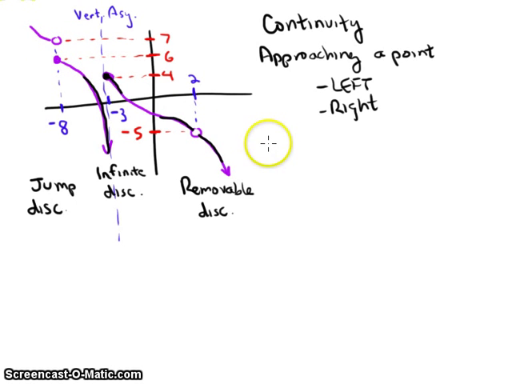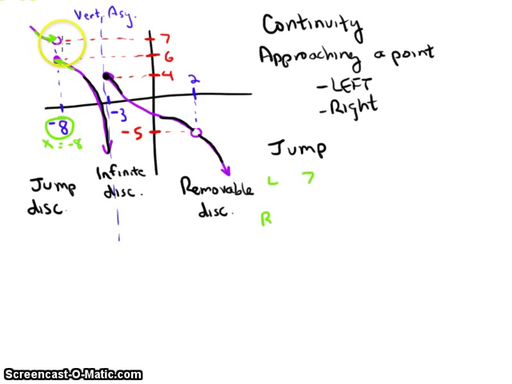For the jump discontinuity, let's start with that one, and really for all three of these, but let's start with the jump. The idea is that we're going to approach this point from the left, and by this point I mean x equals -8. And we're also going to approach x equals -8 from the right. So from the left and from the right, what's happening here? Well, as we come from the left, it looks like we're going to end up pretty close to 7 for a y value. So let's put 7 down here.